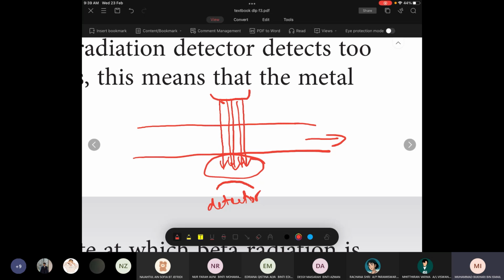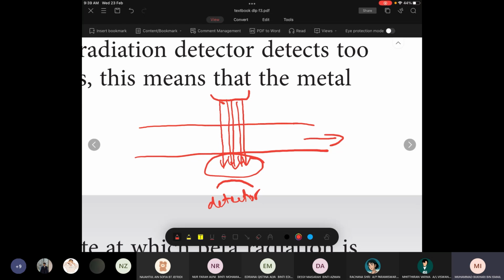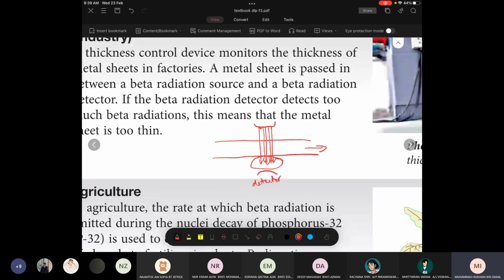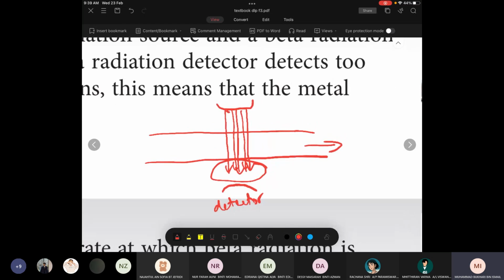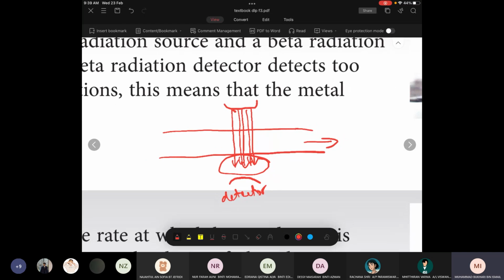If it is too thick, maybe they can take further action. Maybe they can reduce the thickness because usually the metal sheet is meant to be thin. Actually, it depends on how thin or thick they want it to be. So this is the method by which we determine whether it is thick or not. Understand or not?